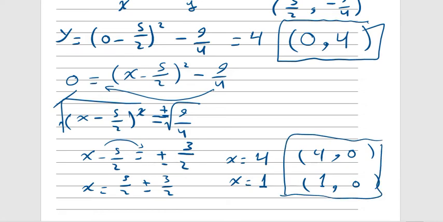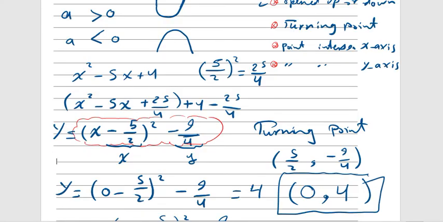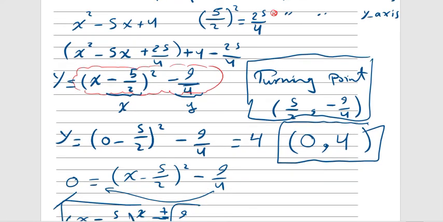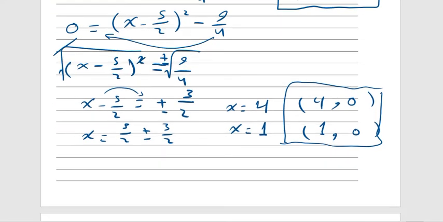The first item is whether the graph opens up or down. From the coefficient, it's opened up because the coefficient of x power 2 is positive. The turning point from completing the square is 5 over 2 and negative 9 over 4. The point of intersection with the y-axis, by putting x equals 0, is 0 and 4. The points of intersection with the x-axis, by putting y equals 0 and solving, are 4 and 0, 1 and 0.